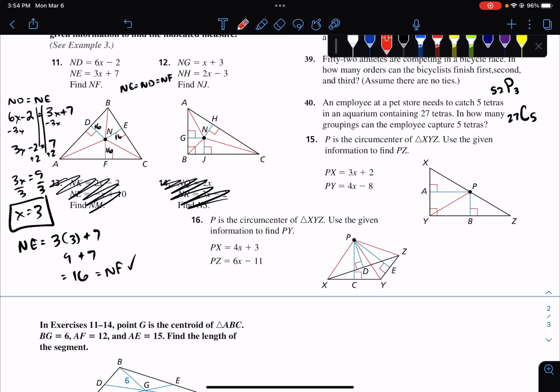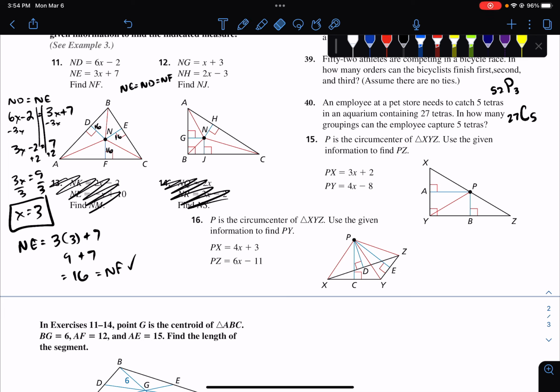The circumcenter on these problems, in this one it's P. The circumcenter is the same distance from the corners of the triangle, all right? The incenter was the same distance from, not the corners, the sides of the triangle. The circumcenter is the same distance from the corners of the triangle, but I can follow the same steps.